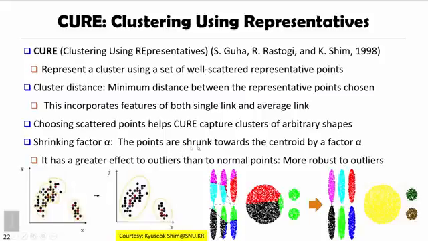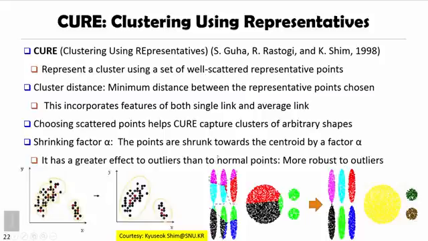That means the points are shrunk towards the centroid by a factor alpha. For example, you can see the left side. In this group, you can find these red points are a set of representative points. Then we look at the centroid of these points. You shrink this group of points toward the centroid. So you can see these red points have shrunk towards the center.